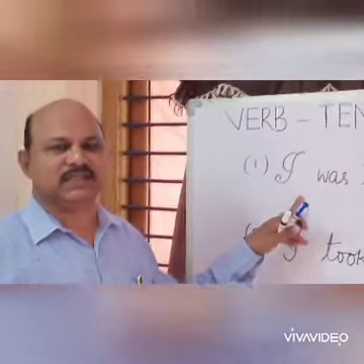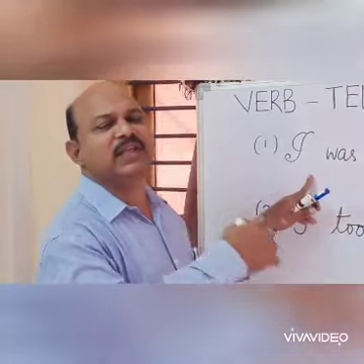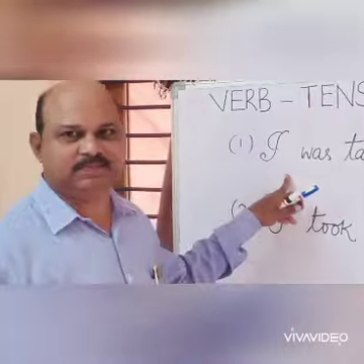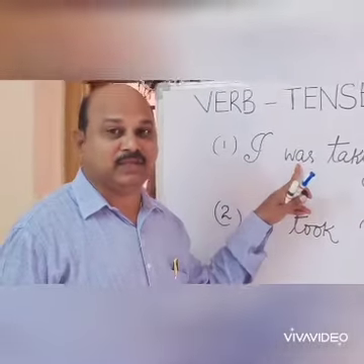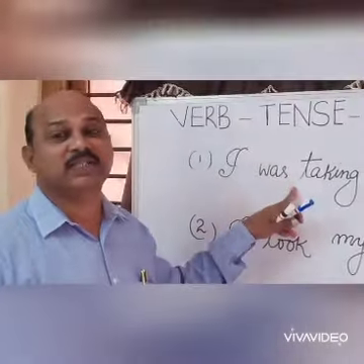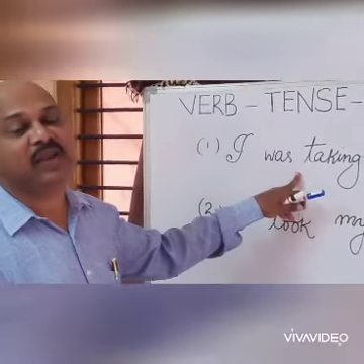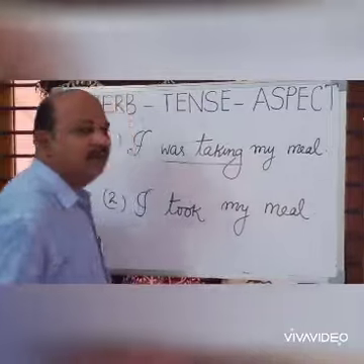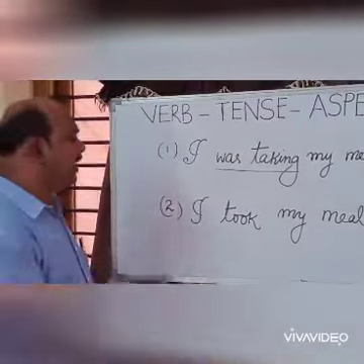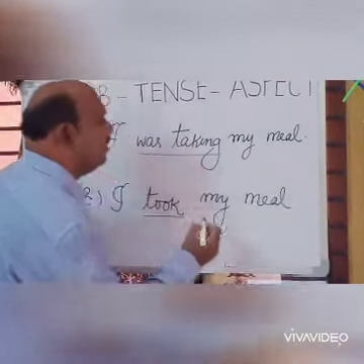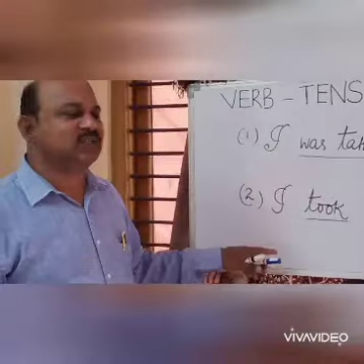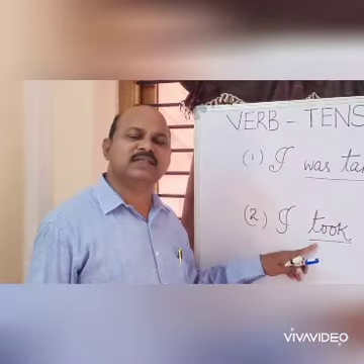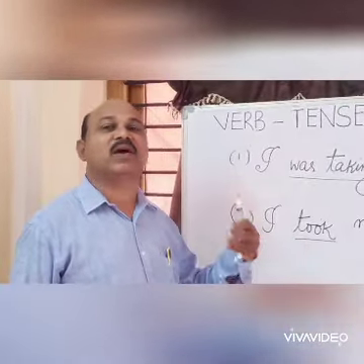This sentence suggests the action is in a process. This is an ongoing action. This is a progressive action or a continuing action. Okay. I was taking milk. Okay. And I took my meal. This second sentence indicates a completed action.